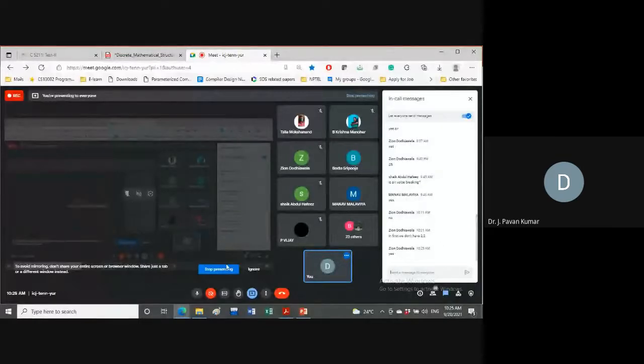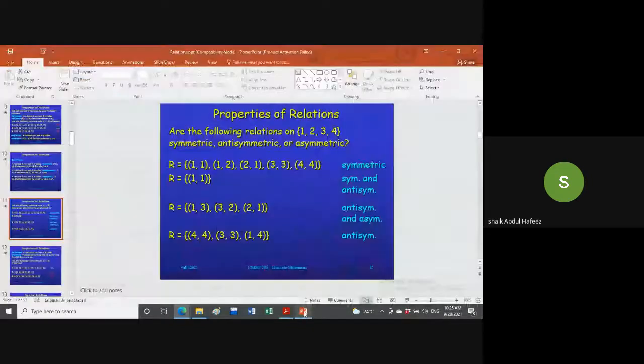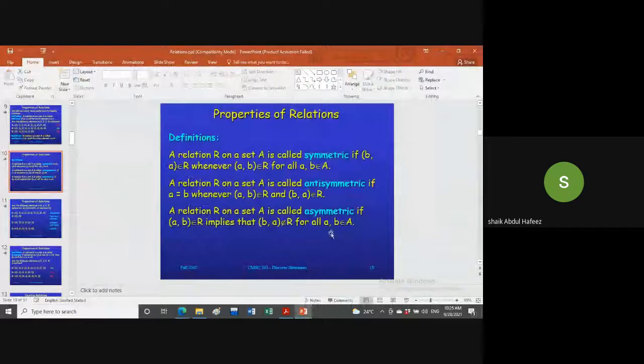Sir, can you show the three definitions once? Three definitions. Yeah. Shall I explain? Okay, sir. No, sir, just for screenshot. Okay, okay.